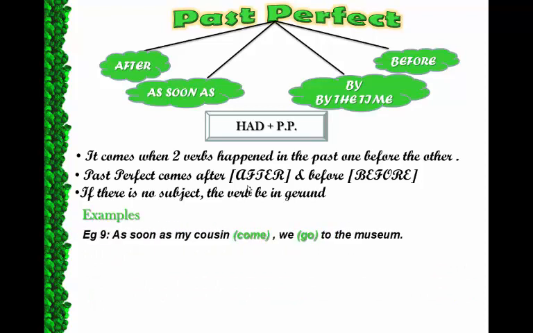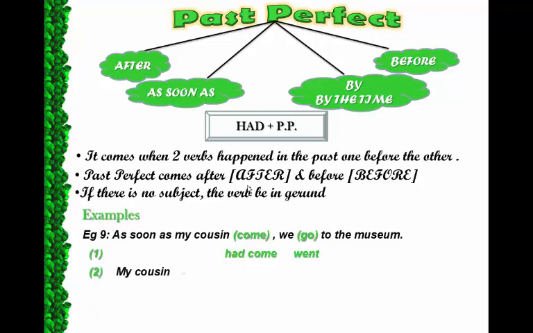Another example. As soon as my cousin comes, we go to the museum. We said before that as soon as exactly gives the meaning of after. So as soon as my cousin had come, we went to the museum. This is a typical rule of after or as soon as.